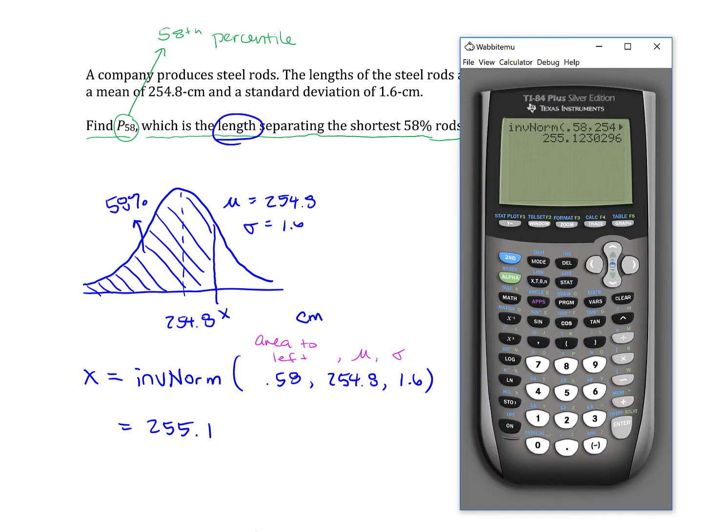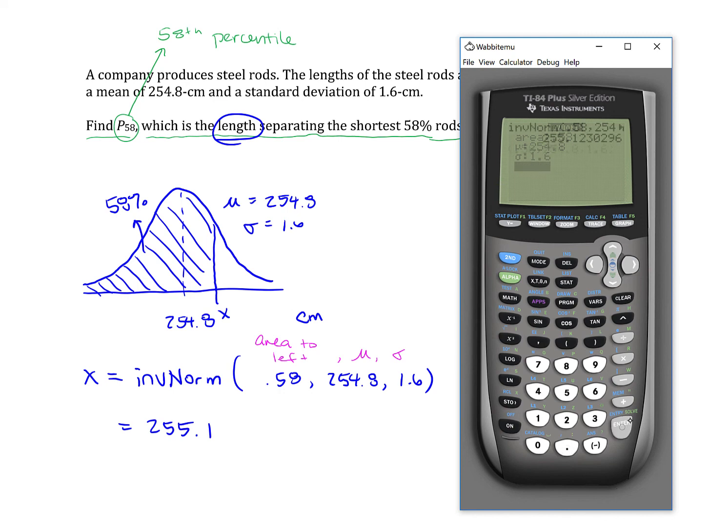Now some of you may have seen a menu come up when you press the inverse norm. So if you hit the mode key, and I'm going to turn those menus on, all right, so when you hit second vars and come down to inverse norm, here's the menu. All this is doing is, instead of requiring you to remember what the inputs to each function are, it gives you some hints. So the first input to inverse norm is an area. In particular, it is still area to the left, so make sure you put 0.58. The mean is 254.8, and the standard deviation is 1.6.